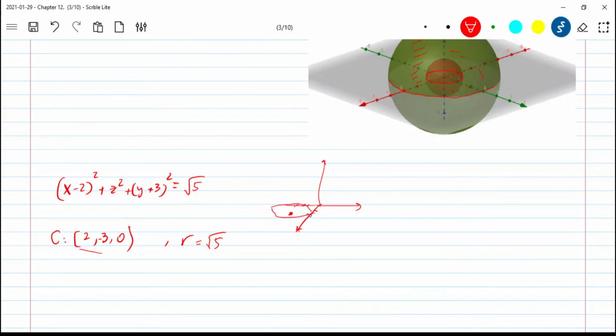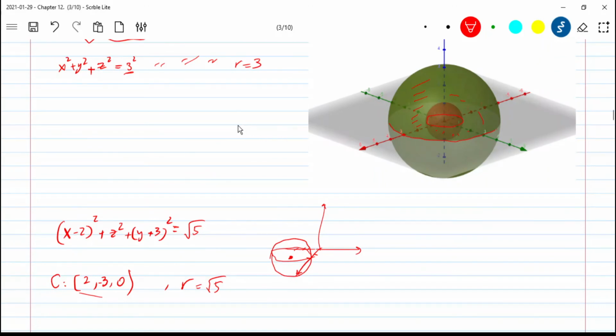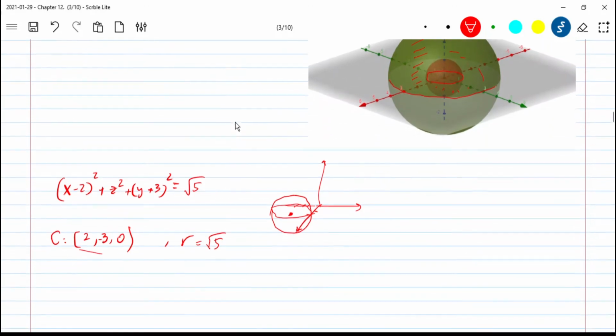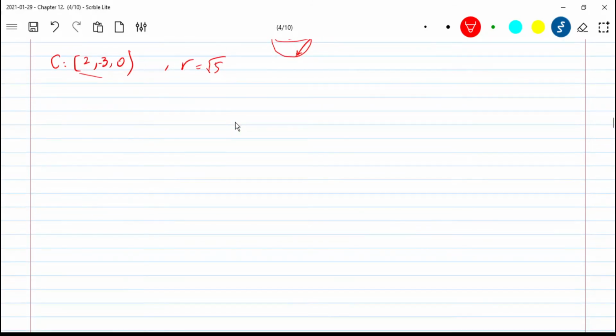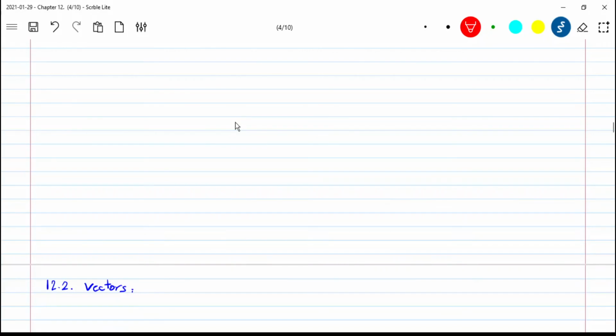This is not even close in terms of graphing. Okay, let me not spend too much time on this. So you find the center first, then you look at the radius and you can graph it. It's not that important, the graphing is just the understanding that matters. Okay, so this is the first section of this chapter 12. We're going to continue chapter 12 with vectors next time.